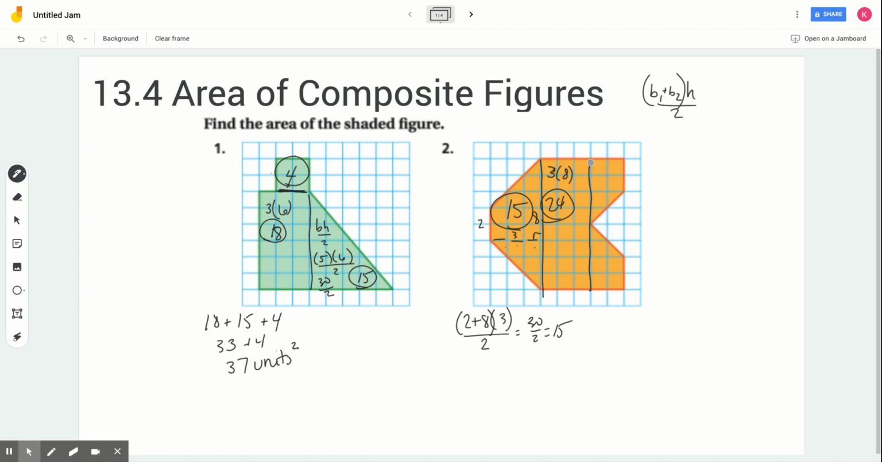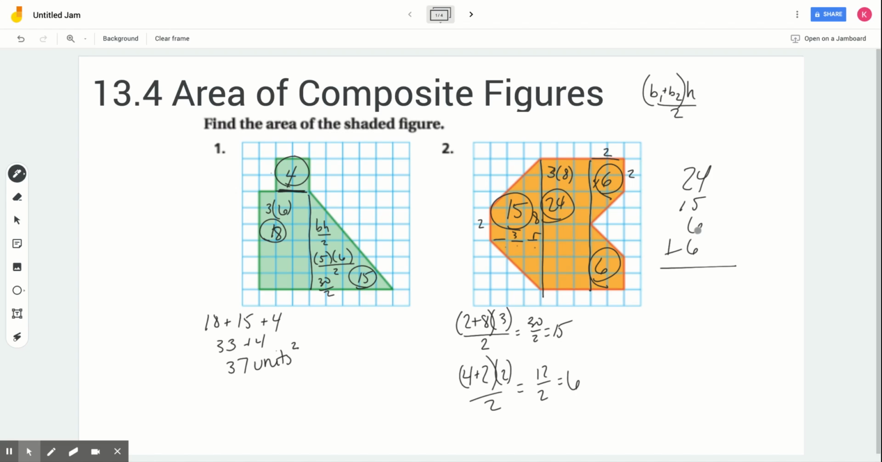The small trapezoid here, I have a base of 4 and a base of 2. My height that meets the base at a right angle is also 2. So I have 4 plus 2 for my bases times my height of 2 divided by 2. 6 times 2 is 12, divided by 2 is 6. So this is 6 units. I can see that this one is also the same as the one across from it, so this is also 6 units.